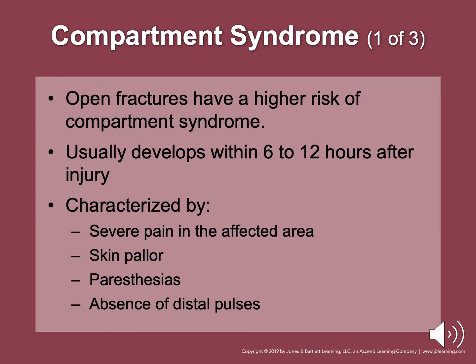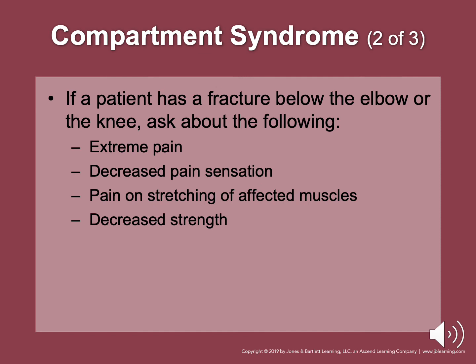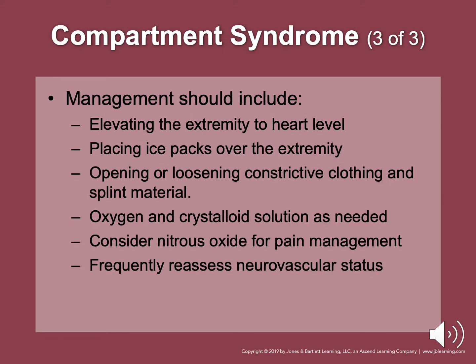If the patient has a fracture below the elbow or the knee, ask about the following: extreme pain, decreased sensation, pain on stretching of affected muscles, and decreased strength. Management should include evaluating the extremity, elevating the extremity to heart level, placing ice packs over the extremity, and opening or loosening constrictive clothing and splint material. Administer O2 and crystalloid solution as needed. Administer nitrous oxide for pain management as allowed by your local protocol, and frequently assess neurovascular status.